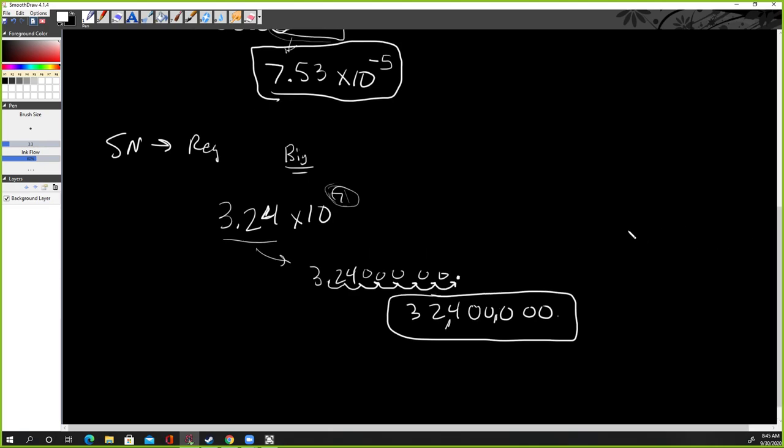And lastly, our last example. Oops, I ran out of space. Let's just get an eraser. How about that? I have an eraser here somewhere. Hard eraser right here. And I need a big one. There we go. All right.